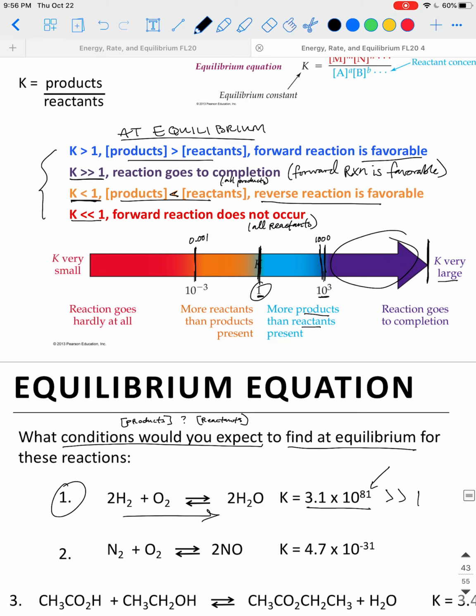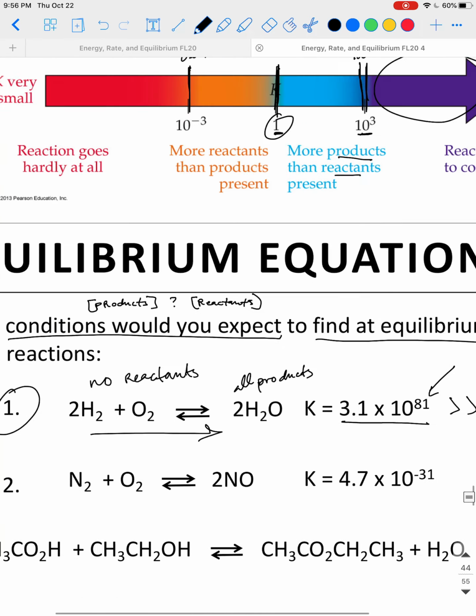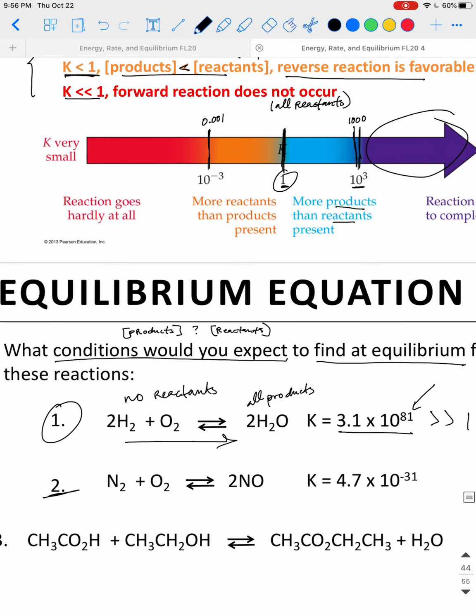So that means the forward reaction to make our products is the favorable reaction, and essentially it's going to go to completion. You're going to have no reactants, and you're going to have all products. All right, so that's number 1. Let's look at number 2.